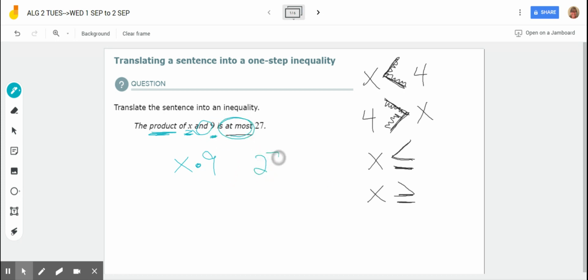Okay, and I want you to think about it logically. If it is at most 27, does that mean that here's 27? Could it be 28 or could it be 25? Think about this. Is it above or is it below? If it's at most 27, this is the border. It has to be less than. Okay, so we are going to say less than. However, at most means it could also be 27. So the ending is 9x is less than or equal to 27.